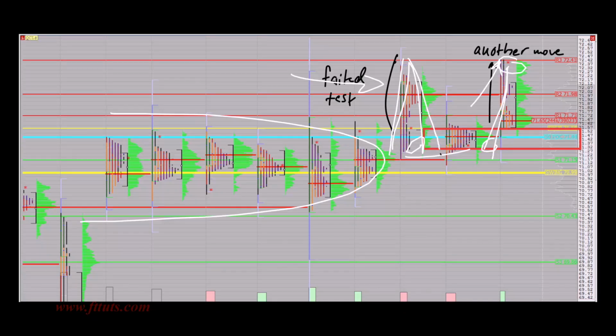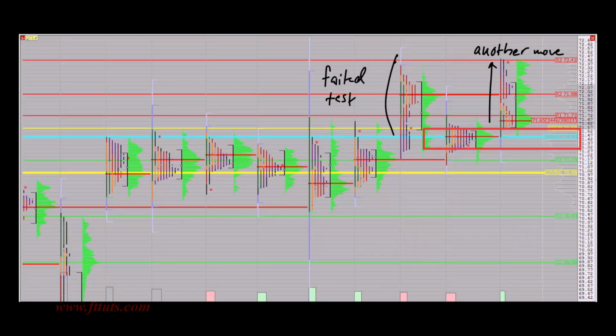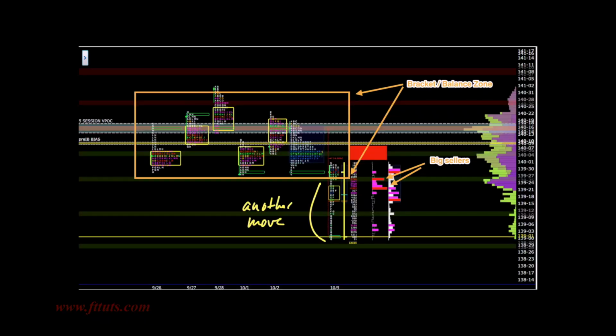And so I would defend below that price and look for the auction to keep going as part of my plan until I saw counter activity. Here's a bracket zone. Here's another way that we can see and anticipate.